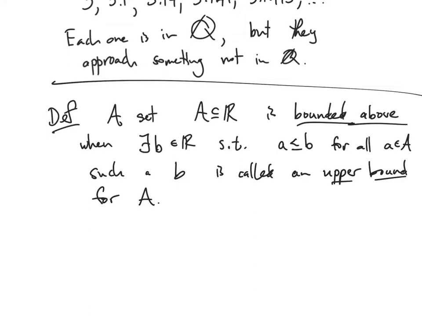Actually, there will be many upper bounds. If b is an upper bound, b is bigger than everything in the set, then also b plus 1 is an upper bound. There are infinitely many upper bounds if there's any, automatically. So there will be many different upper bounds. If there's one, then automatically there are many. The backwards E before the b means there exists: there is some b in the real numbers such that a is less than or equal to b for all a.